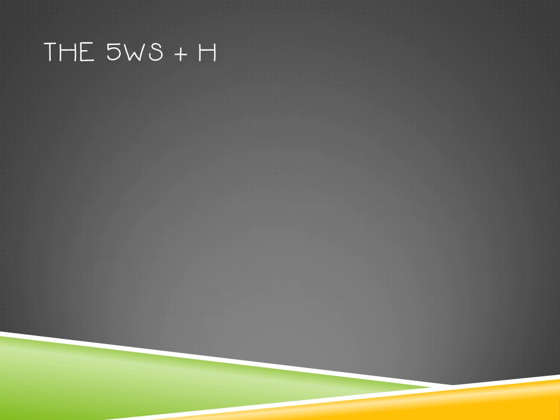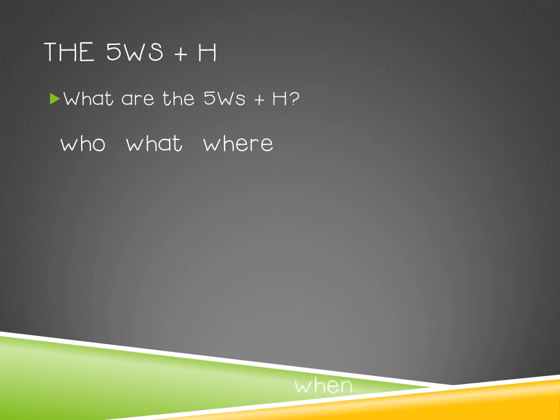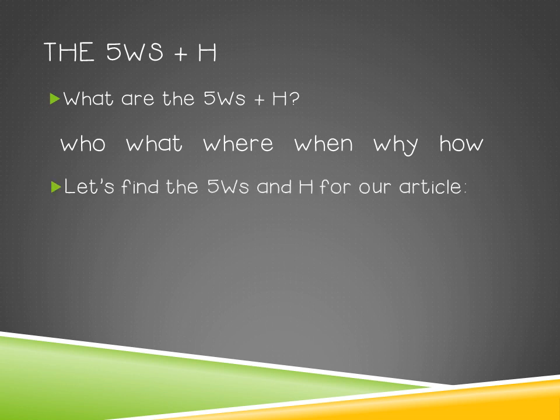Now that we have asked ourselves the big why, we need to make sure that we have all the information we need for a news article, namely the 5 W's and the H. But what are the 5 W's and the H? Well, they are who, what, where, when, why, and how. So using these questions, let's find the 5 W's and H for our article, just to make sure they have everything. You ready? The first question, who are we talking about?